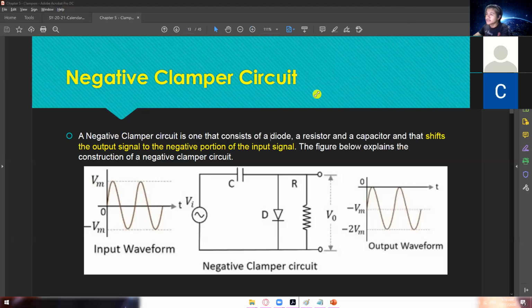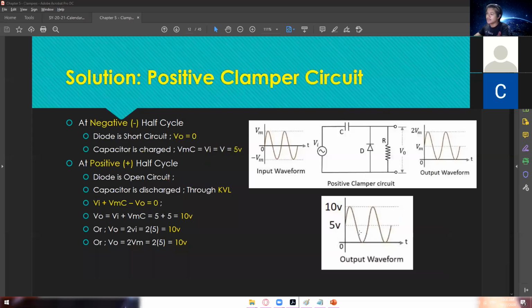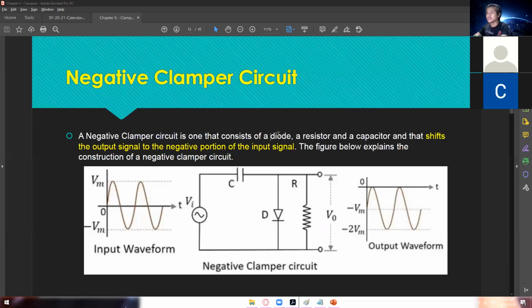So again, if you understood completely the positive clamper, then you will understand the negative clamper at the same time, because all you need to do is reverse everything. The positive clamper moves the voltage above the ground level, and the negative clamper moves it below the ground level. The only difference is this diode. It was just flipped.